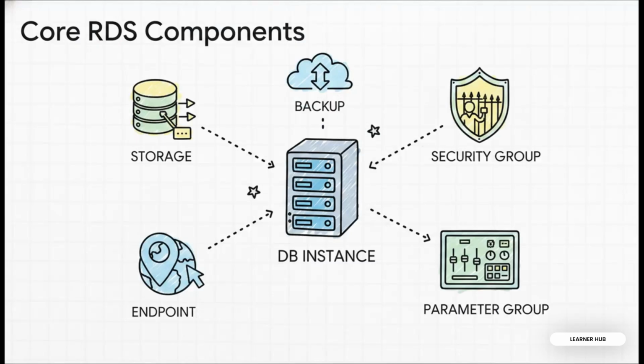The easiest way to think about an RDS instance is with a few simple analogies. The DB instance, that's your server, the compute power. The storage, well, that's the hard drive. The endpoint is the unique address your application uses to connect. The security group is like a bouncer at a club. It decides who gets in and who doesn't. And finally, the parameter group is like the master config file that fine-tunes how the database engine runs.